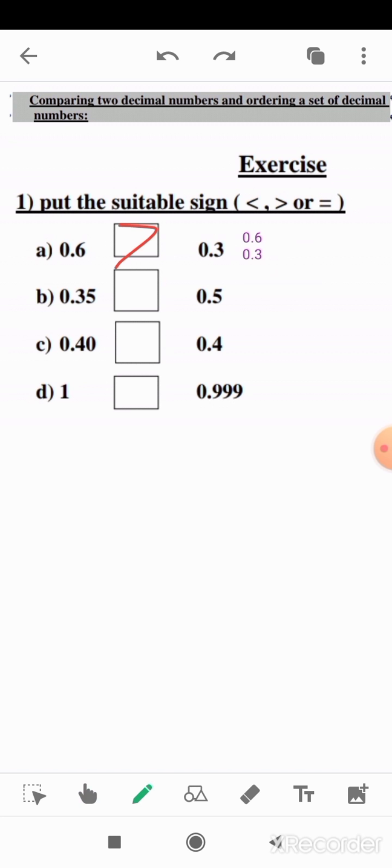Second method to know which number is bigger than the other. We have the whole number 0 and 0, so I have point and point, 3 and 5. Which number is bigger, the next number, the second number, 3 or 5? 5 is bigger than 3, so it's like this.